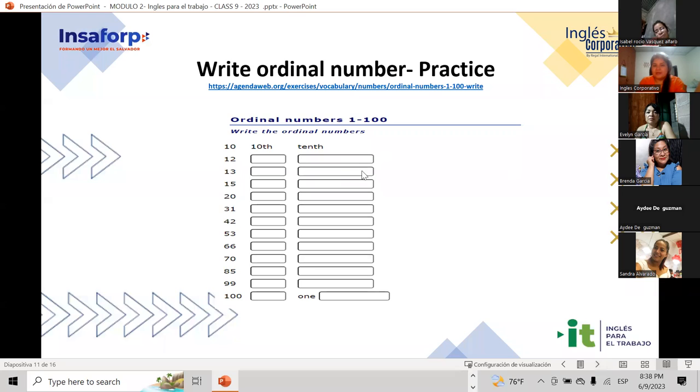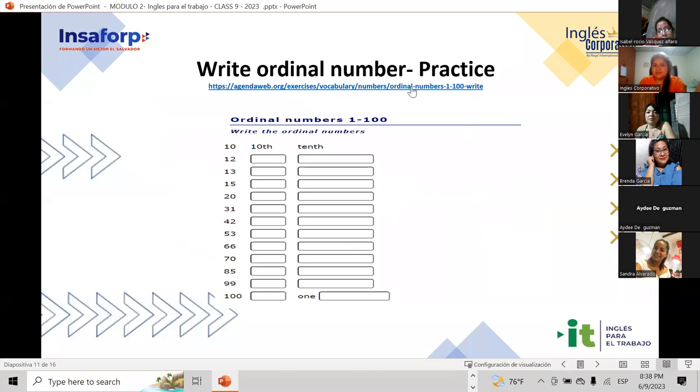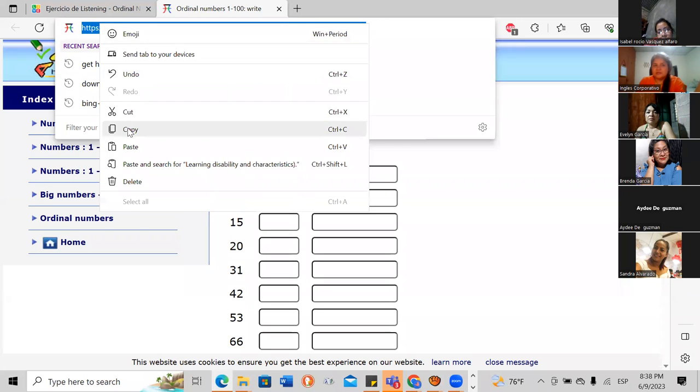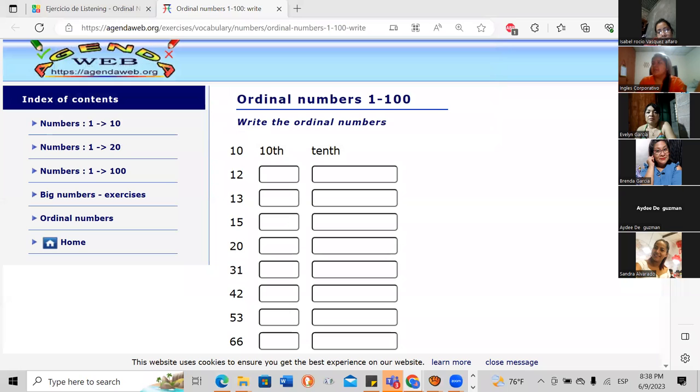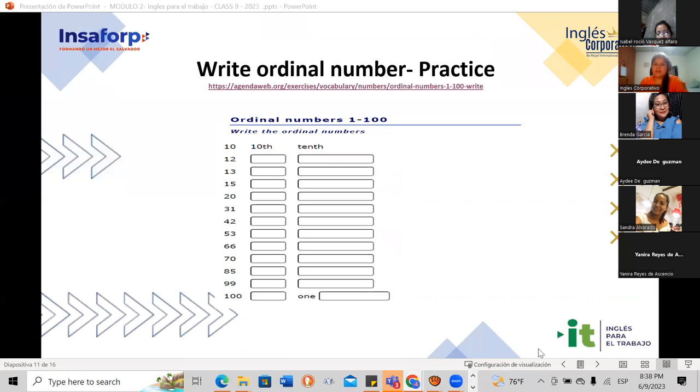Okay, here we have another exercise so you can practice. I will send the link to your WhatsApp group so you can practice later on, okay? Para que practiquen. Ordinal numbers. There you have it. So you can practice.